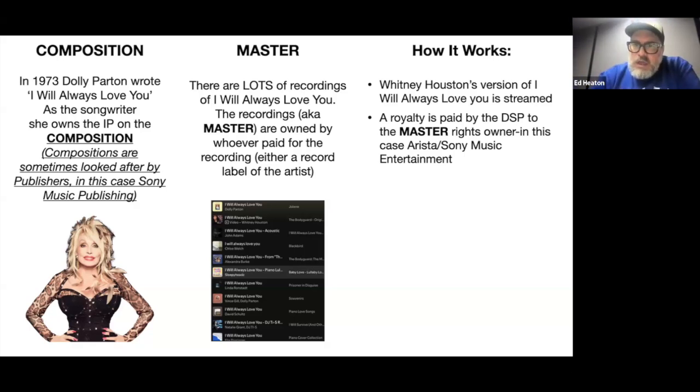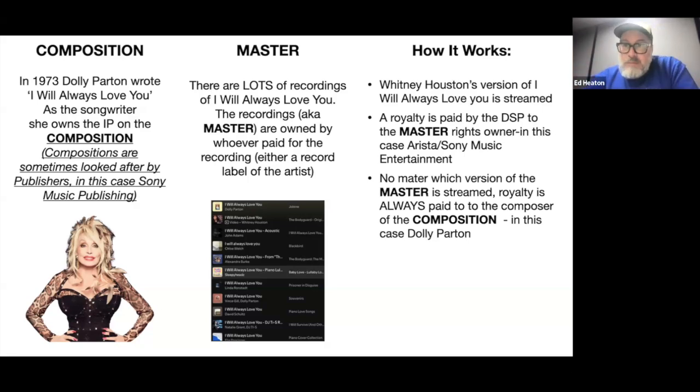So if we play Whitney Houston's "I Will Always Love You" on Spotify, Spotify will pay a royalty to whoever owns the master of that version. In this case, Whitney's version is owned by Arista Sony Music. So they will be paid, and then they will pay the artist their royalty, or in Whitney's case, the artist's estate. No matter which version of the master is streamed, a royalty is always paid to the composer of the composition, in this case, Dolly Parton. It doesn't matter which version of the song is played, because Dolly wrote it, she will always get paid a royalty for it being streamed.